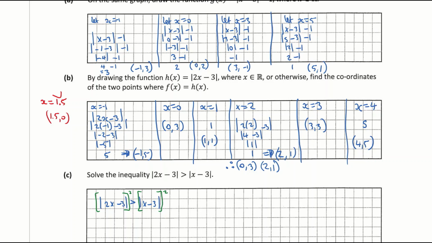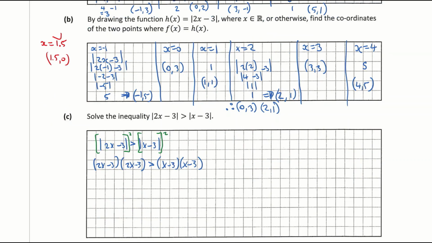So squaring both sides will give me 2x minus 3 times 2x minus 3 greater than or equal to x minus 3 times x minus 3. Multiplying out my two brackets, so first term times the second bracket, and then second term times the second bracket. And when I multiply them out, I'm getting 4x squared minus 6x minus 6x plus 9 greater than or equal to x squared minus 3x minus 3x plus 9.